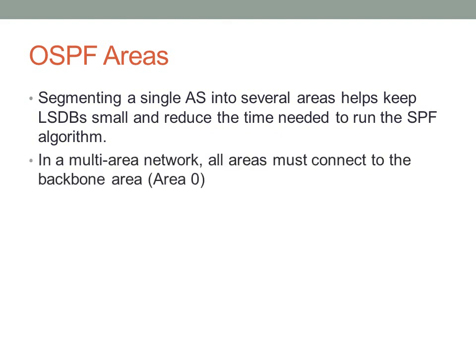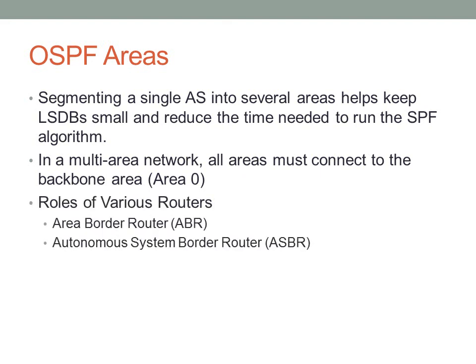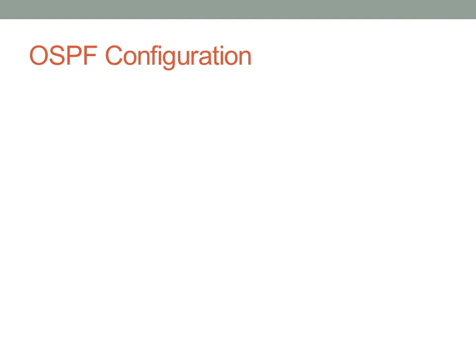In a multi-area network, you have to connect all areas to Area 0. Area 0 is considered the backbone area. And there are different routers that take different roles when you have a multi-area network. You have what's called an area border router, and this router is basically just an OSPF router that's been configured for 2 areas. You also have what's called an autonomous system border router. This is something you would have at the very edge of your network that would connect to another autonomous system using border gateway protocol.